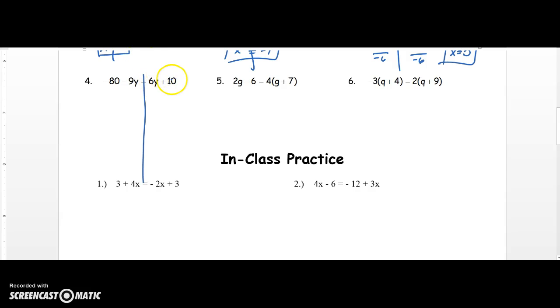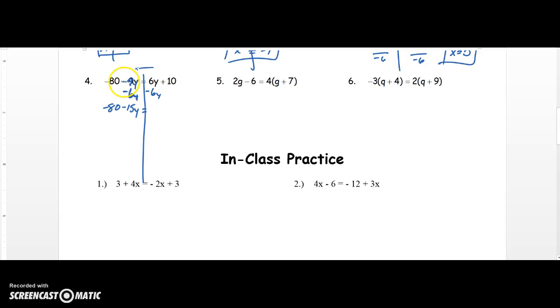6y. How do you get rid of 6y? You have to subtract 6y on both sides. Like I said, stay consistent. If there's variables on both sides, always move the variable over to the left. Okay, so let's bring our negative 80 down since we have not touched that. So we have negative 9y minus 6y, which gives us negative 15y.